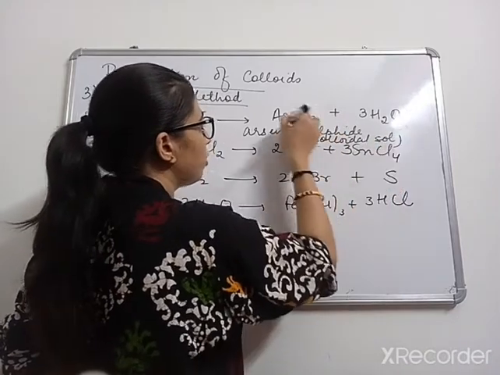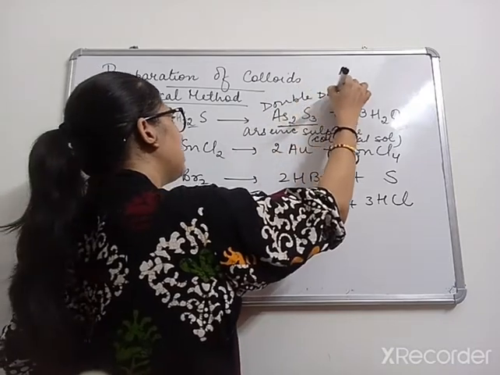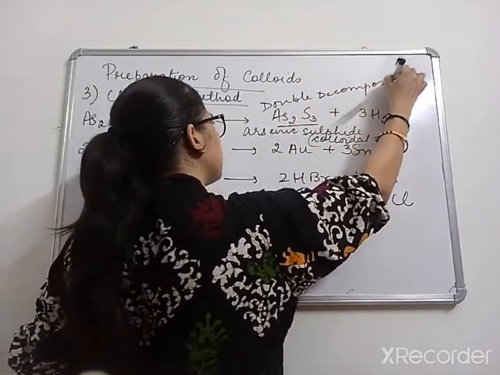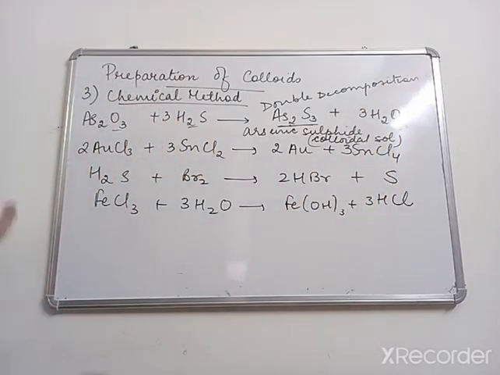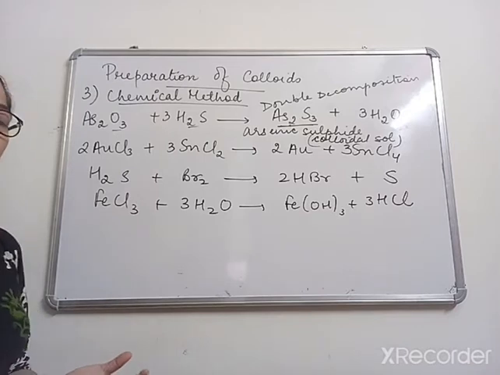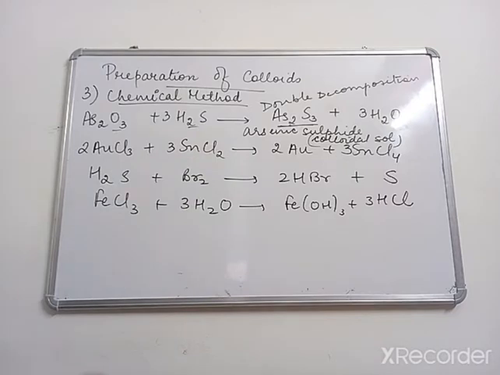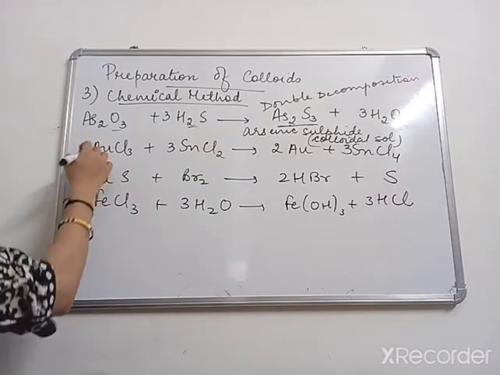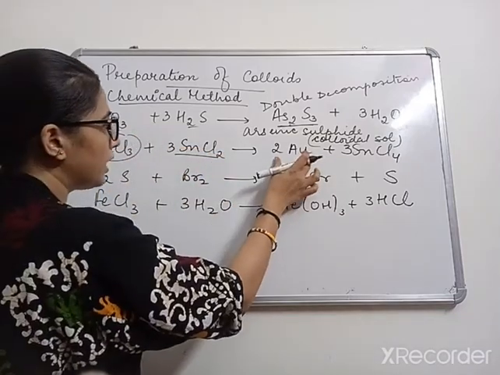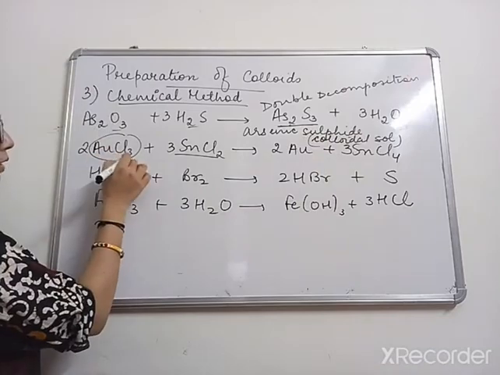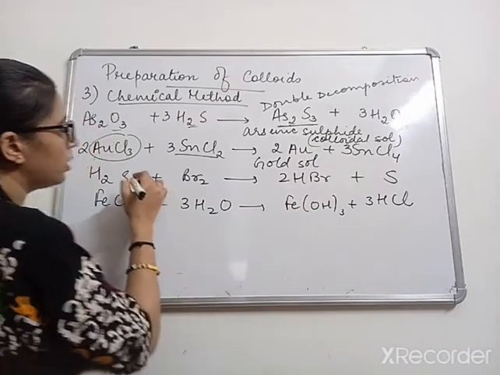So you get a colloidal sol of arsenic sulfide, and this reaction is basically a double decomposition reaction. So the first chemical method is double decomposition, by which arsenic oxide changes to arsenic sulfide, which is a colloid. The next method is by reduction. You can see AuCl3 when you react with SnCl2, you get Au and SnCl4. So gold chloride forms gold sol, and the reduction of gold is taking place.